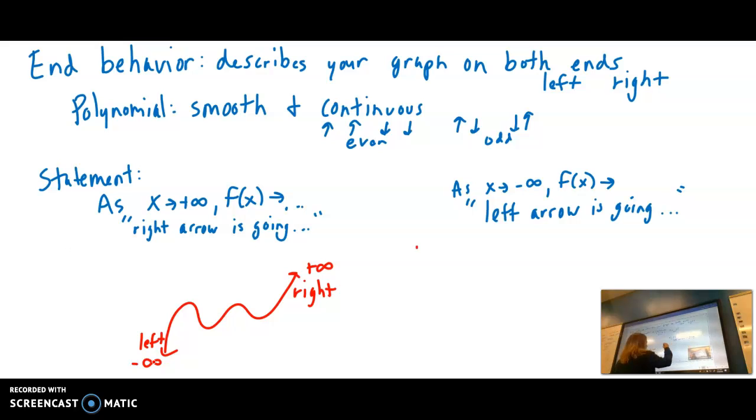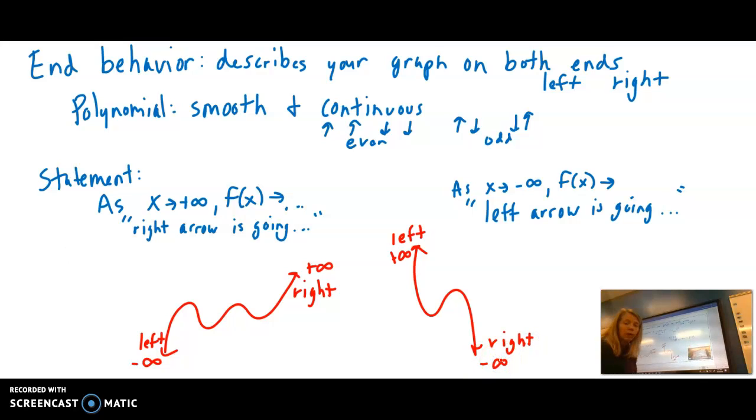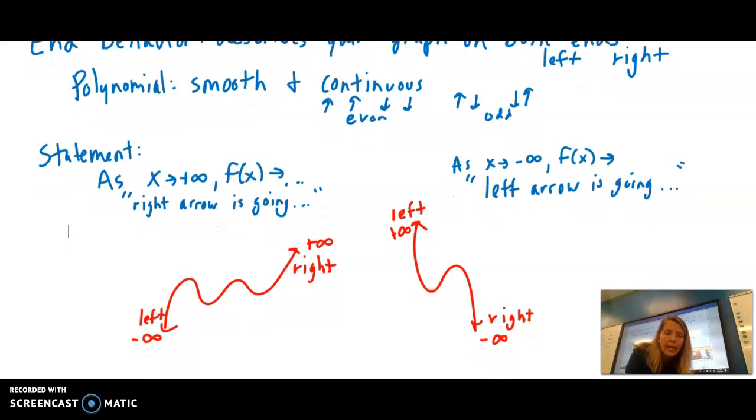Now what about this function? This one's a little different. This one's my left arrow, but it's going up, which means to positive infinity, whereas this is my right arrow, and it is going down to negative infinity. So basically you are describing what the arrow is doing. Is the arrow going to positive infinity or to negative infinity? I'm going to show you a couple examples of graphs, and then I will give you 2 examples at the end.